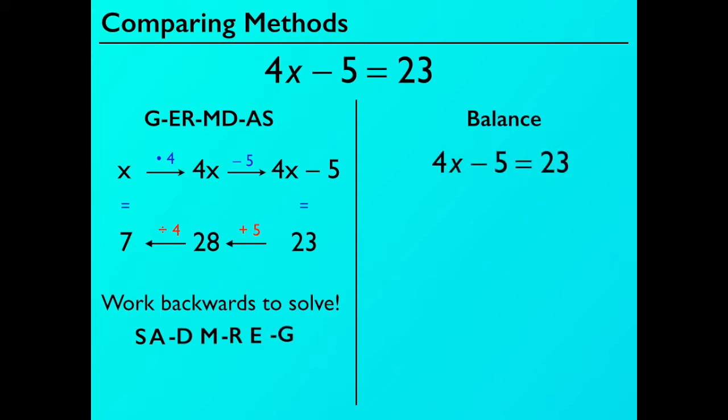Now let's try it with the balance method. So now we have an even balance. If we add 5 to one side, we have to add 5 to the other side to get 4x is equal to 28. And if we divide by 4 on one side, we have to divide by 4 on the other side to get x is equal to 7.